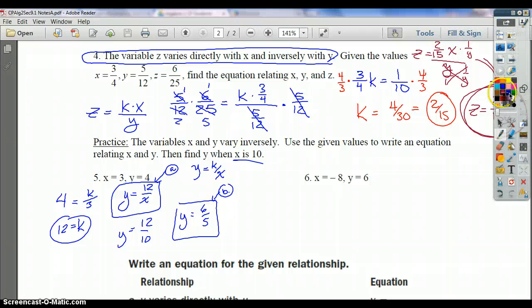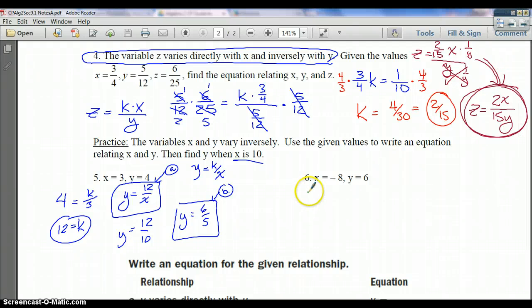Let me change my color over here. Let's go, I guess, green. So this is still going to be the same equation, right? So 6 equals k over -8. Multiply -8 out of there. So this is -48 for k. So my equation here is -48 over x.